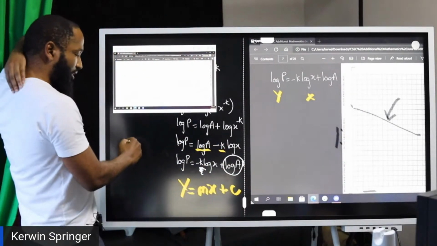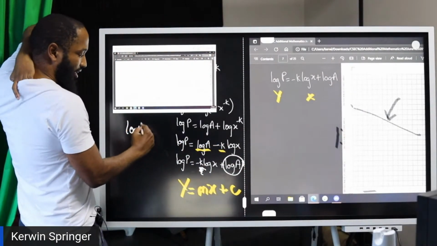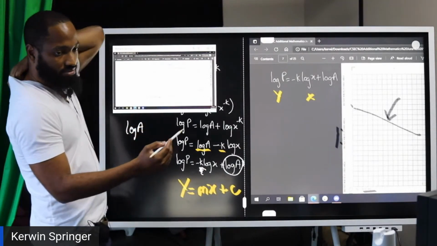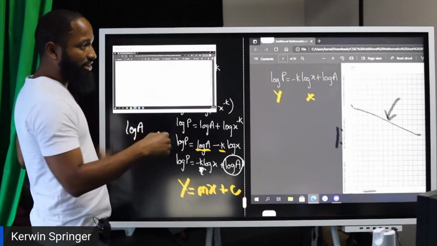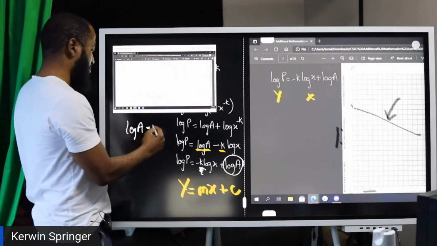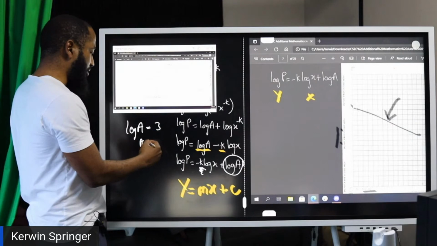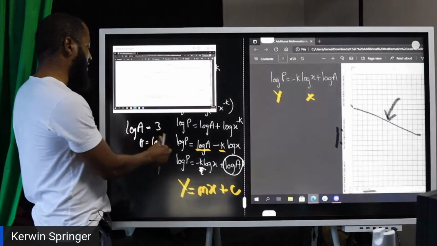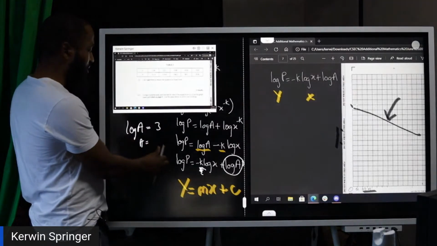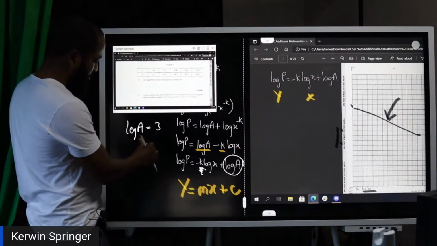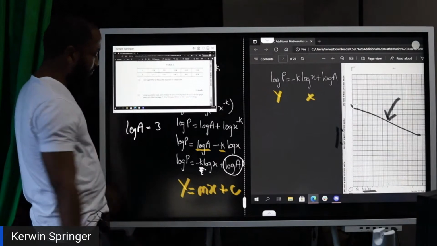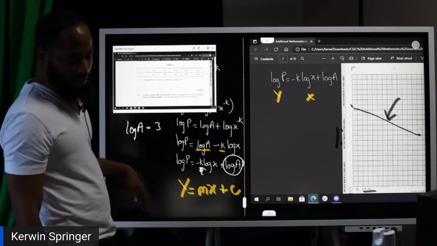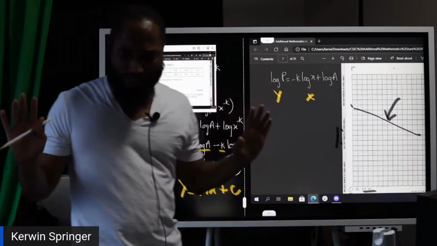So you might get, let me just do an example. You might get log of a is equal to, I don't know, 3 or something, and you put a is equal to the log inverse of 3. Or whatever you get, a is equal to 10 to the power of 3. If log a is equal to 3, just rearrange it into exponential form. Say yes in the chat if you understand what I'm saying here.